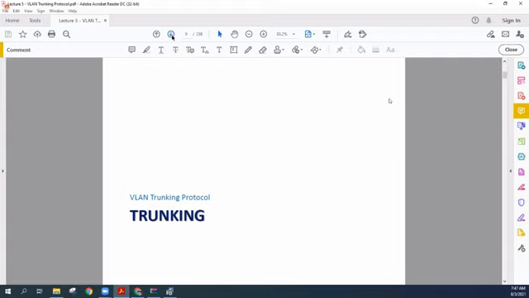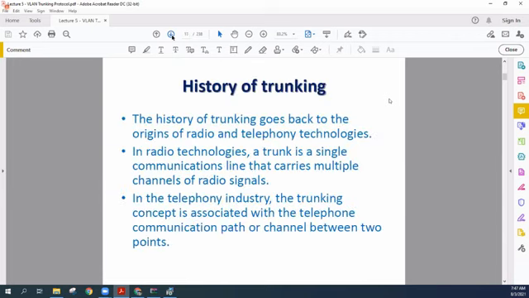Yeah. Then, about trunking, the history of trunking. Trunking is simply sharing the transmission media. As a result, the history of trunking goes back to the origins of radio and telephony technology. In the very old days, radio and telephony technologies also used trunking. It means they just shared the transmission media.